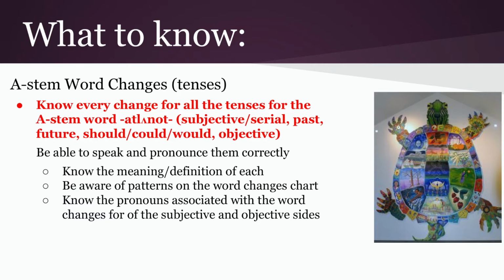You're going to learn about every change for all tenses of the A-stem word udlanod. That includes the subjective or the serial, the past tense, the future tense, the should, could, or would tense, and the objective. You're going to learn how to speak and pronounce these changes, know the meaning and definition of each, and learn the patterns associated with the verb changes, including the prefixes, as well as the pronoun patterns. So that is an overview of what you're going to learn.